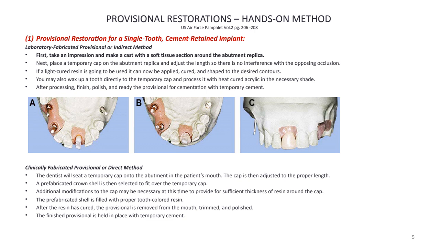So in other words, we're going to use a temporary abutment. Here it's named a temporary cap in the book, but that's referring to a temporary abutment. And the temporary abutment is usually a stock, prefabricated abutment that comes in a certain length. We will have to cut this abutment at the length necessary to not interfere with the occlusion. If a light curing resin is going to be used, it can now be applied, cured, and shaped to the desired contour.